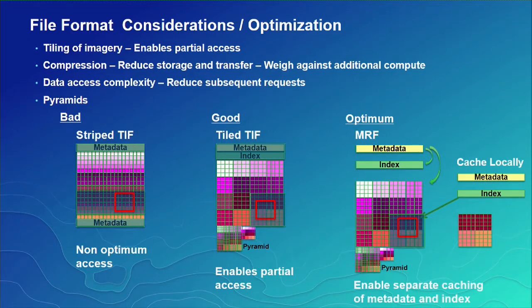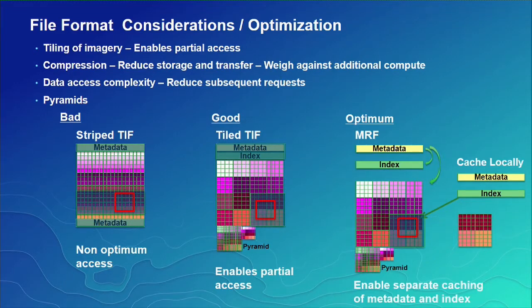With striped TIFF, if you're trying to access a block of pixels, you may have to skip over a lot of data. So this is definitely not an optimized format. Internal to your TIFF files, if you are going to use TIFF files, we recommend using a tiled TIFF, where internal to the file, it's broken up into tiles, but it will still look like one single file. But the optimum that we're moving toward and we're using quite a bit is this MRF format, where the data file has been separated into three components.